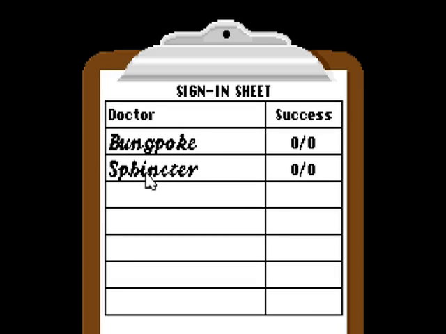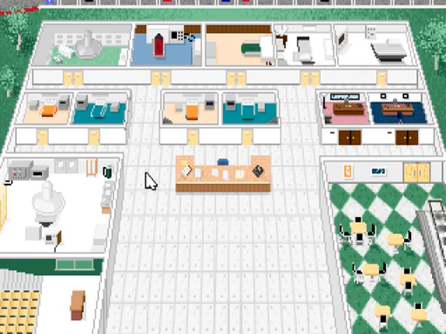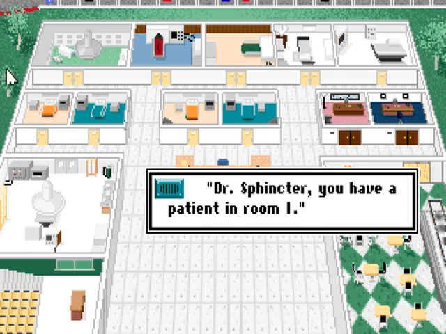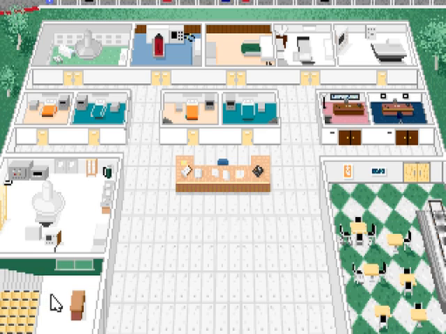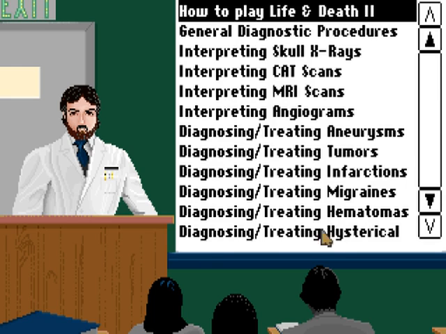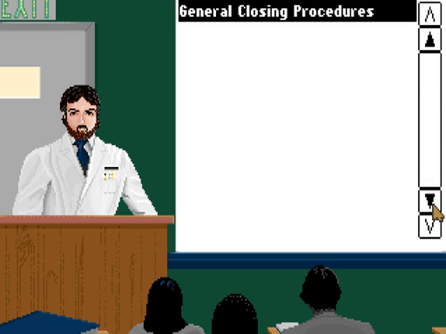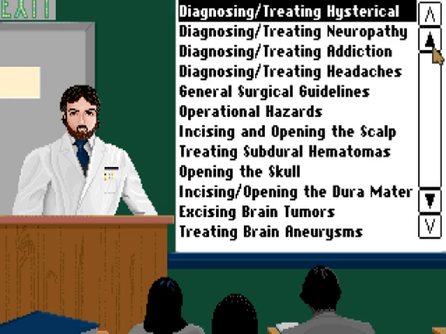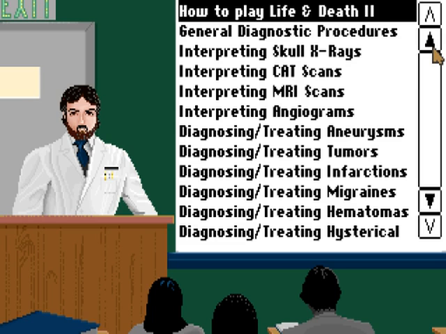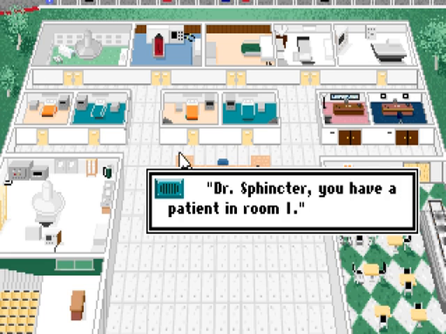So we can sign in here. We are Dr. Sphincter. This is the hospital. And it looks like we have a patient in room 1. Now, usually you start by going into the classroom here, and you can learn all sorts of things here about neurosurgery and diagnosing neurological problems. So we can leave this guy, and let's go check out our patient in room 1.